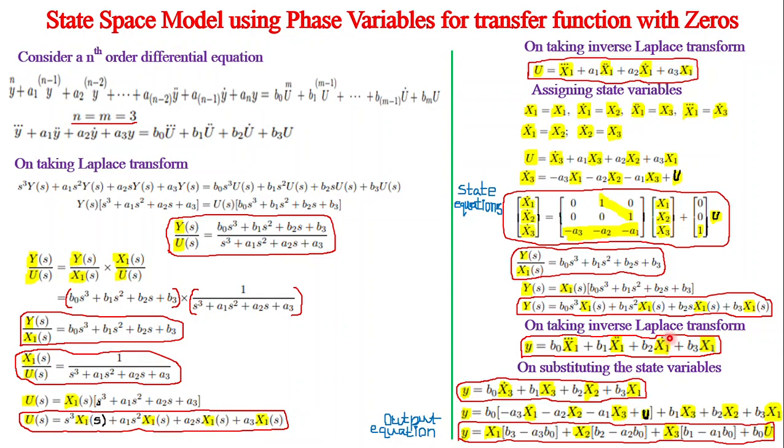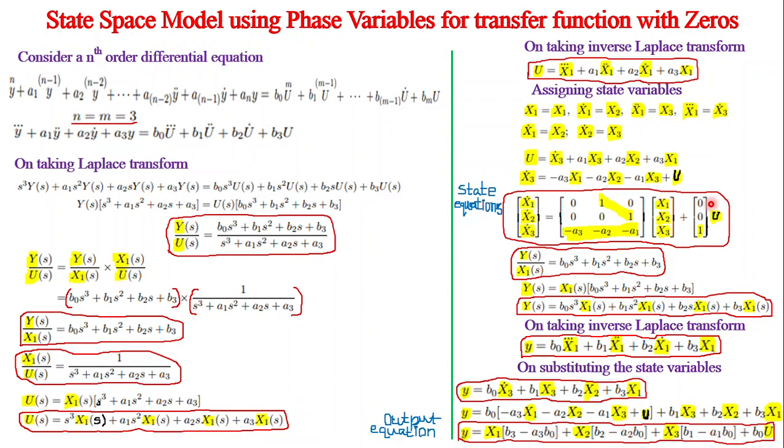We know x1 dot is nothing but x2, x1 double dot is x3, and x1 triple dot is x3 dot. So we have to substitute the respective state equation, that's all. So x3 dot we have to substitute from this, plus b1 x3, b2 x2, b3 x1. If we write this in a proper form, x1 into b3 minus a3 b0, x2 into this, plus x3 into this. That is, I am combining this x1 term with this x1, this x2 term with this x2, this x3 term with this x3. And you have the u term.